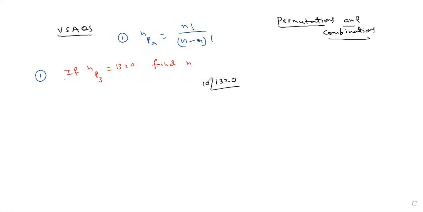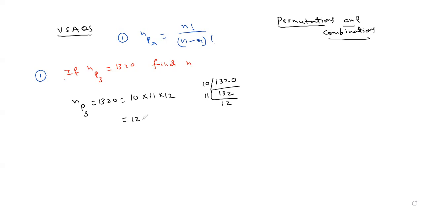So first divide by 10. It is 132. Next divide by 11. It is 12. Okay. Now nP3 is equal to 1320, which is equal to 10 into 11 into 12.